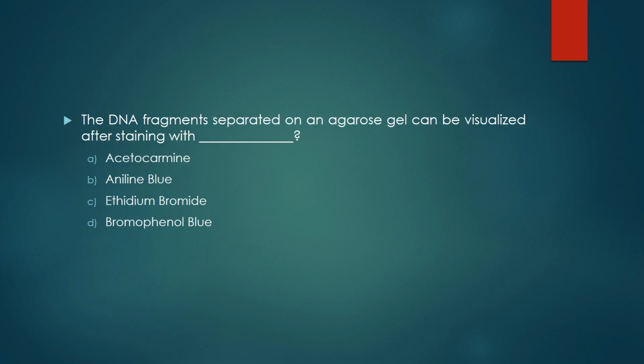Second question, the DNA fragments separated on agarose gel can be visualized after staining with. We have learned that the DNA fragments which have undergone electrophoresis can only be seen clearly on staining with ethidium bromide and followed by the exposure of UV radiation. Thus, the option correct for this question is C.